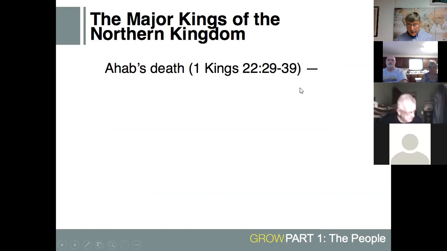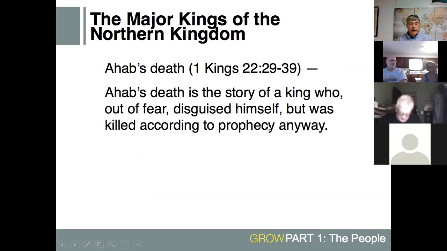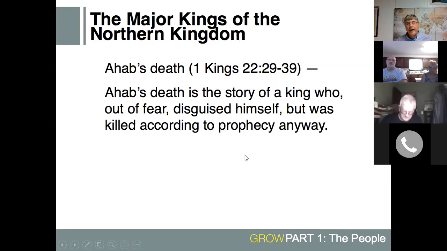All right, so Ahab dies. First Kings chapter 22, verses 29 through 39. Ahab's death is the story of a king who, out of fear, disguised himself but was killed according to a prophecy anyway. So in battle, Ahab tried to disguise himself. He didn't want to look like the king, but he gets killed in battle. Jezebel eventually also dies a violent death. She's thrown from the top of the palace down on the ground. And there had been a prophecy, I believe from Elijah, that the dogs would lick up her blood, and that's exactly what happened to Jezebel. So not a great ending for Ahab and Jezebel.